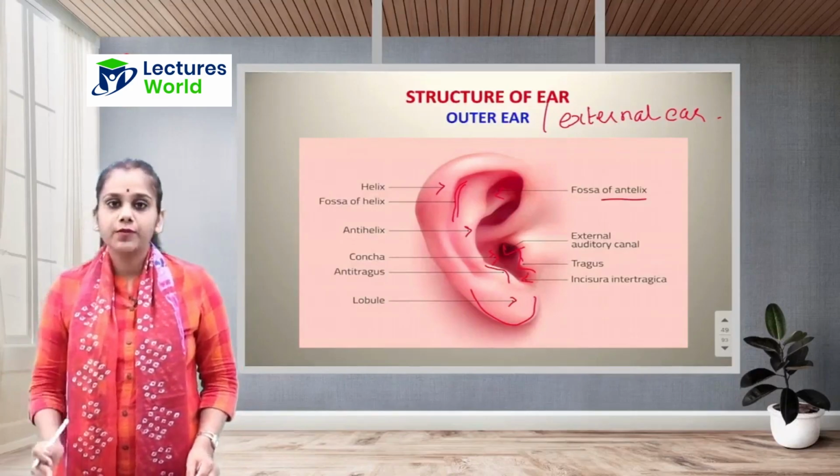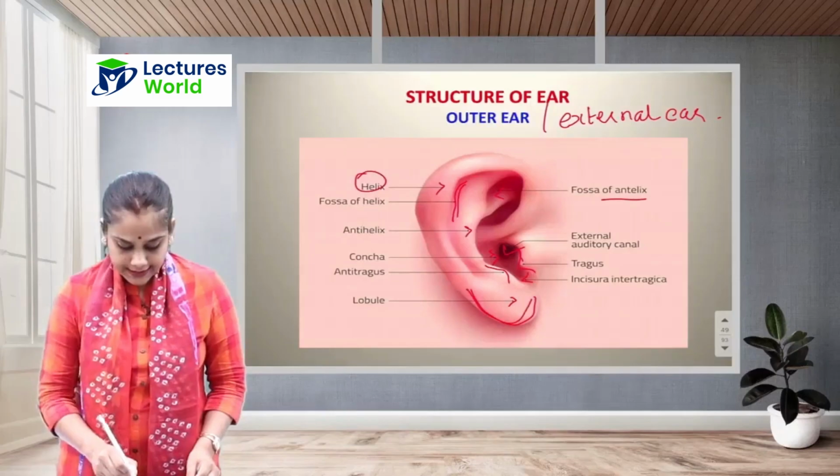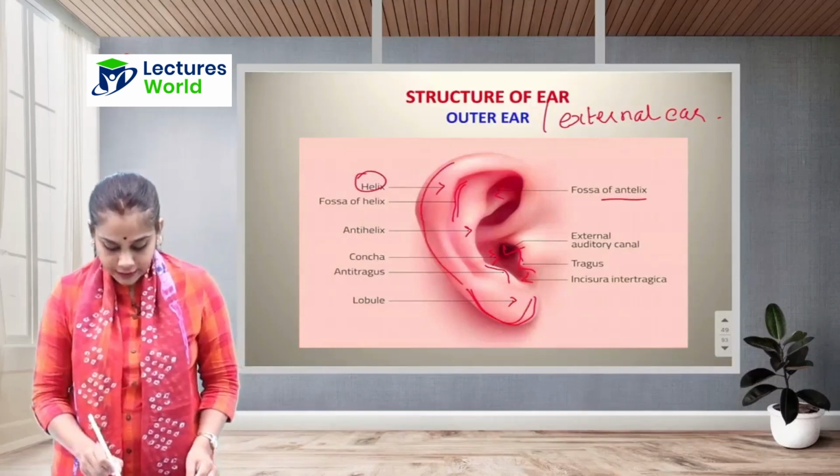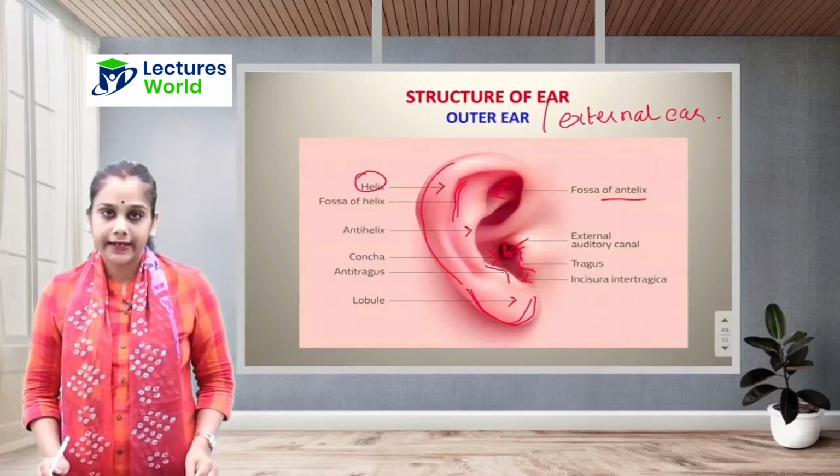So the most important parts are the lobule and helix. See, this is the helix. See, this is the fossa of the helix. See, this is the external auditory canal.